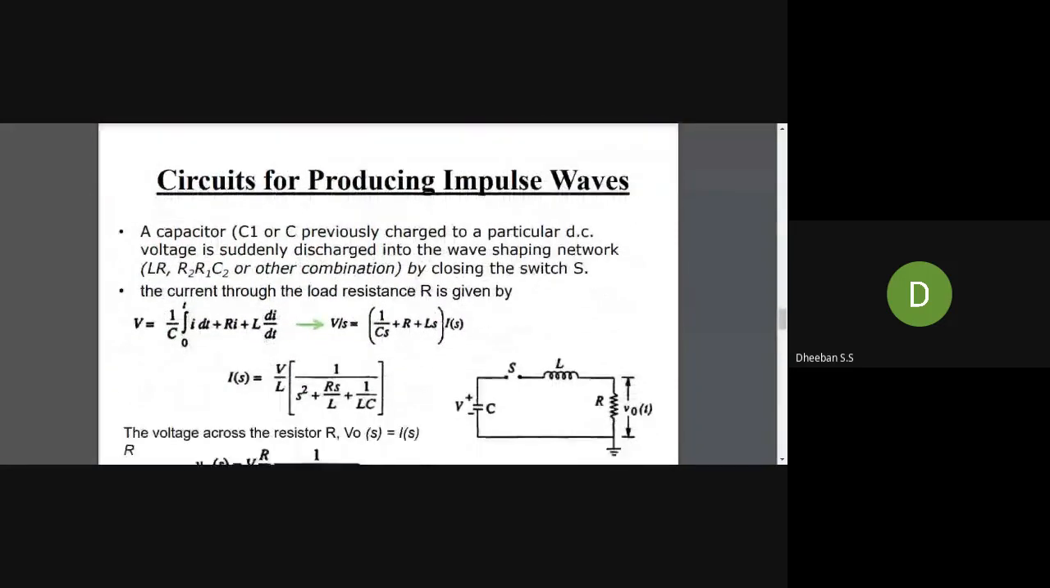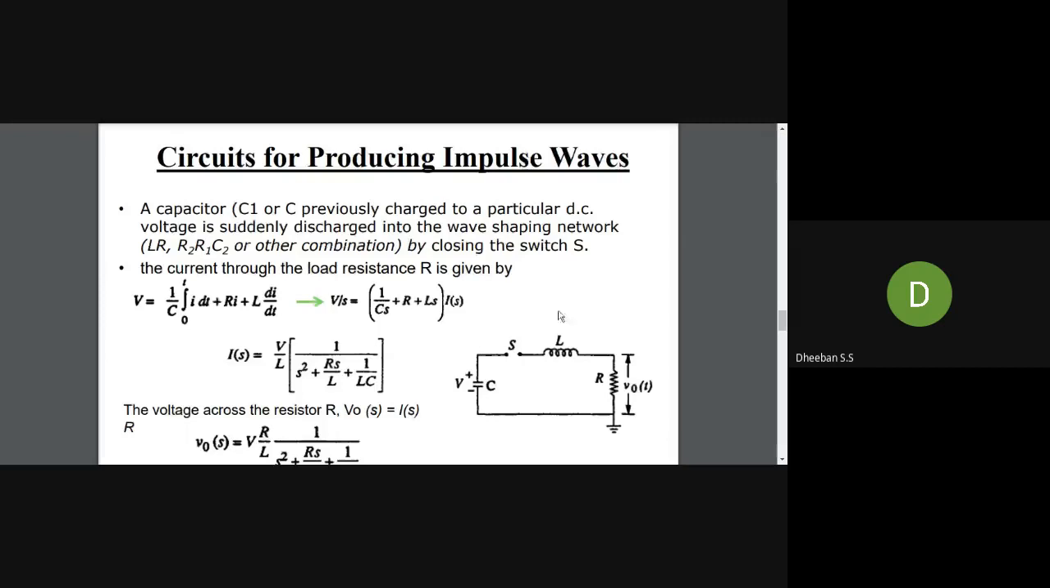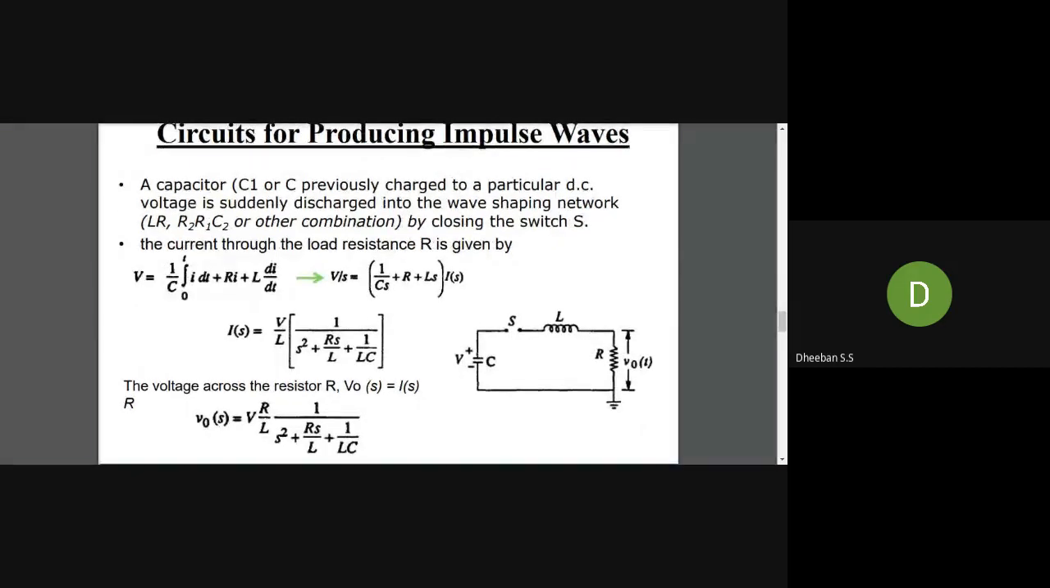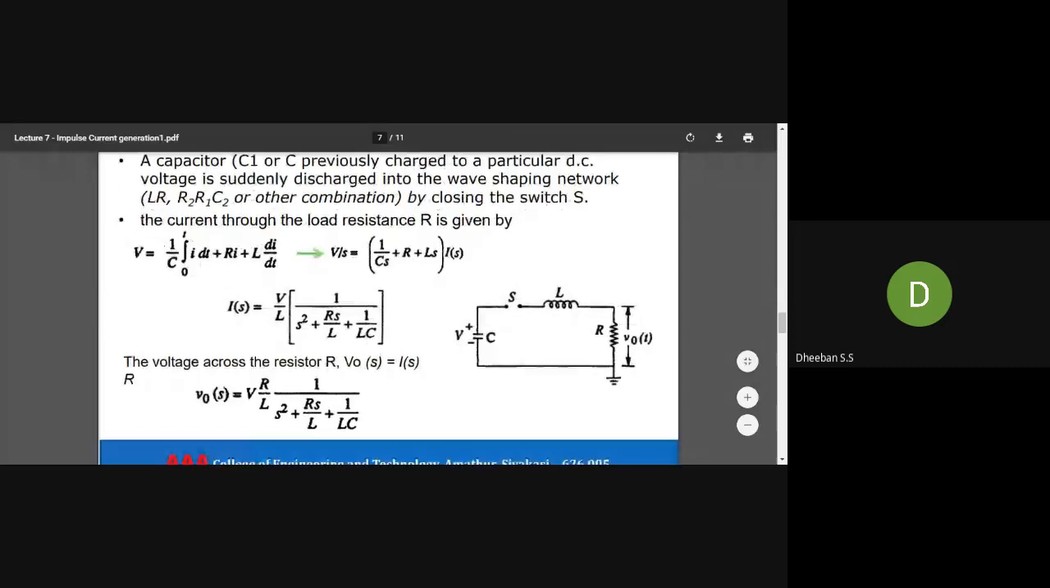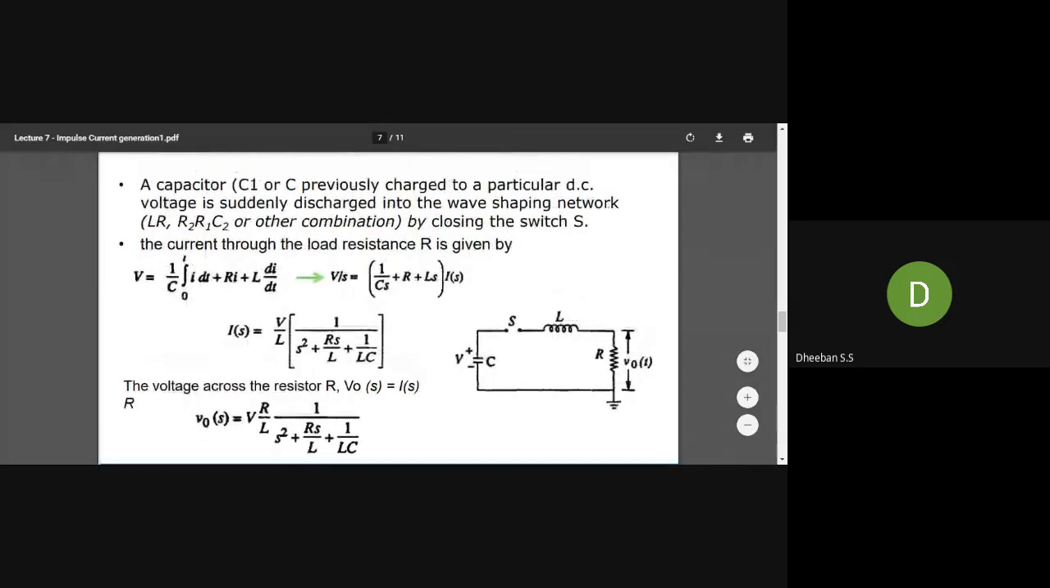Now the other circuit for producing the impulse wave. This in general can be taken for both current as well as voltage. This one we have already seen: the simple RLC circuit, on which we have taken the Laplace transform. This we have seen already in your previous lecture, so this is just repeating.